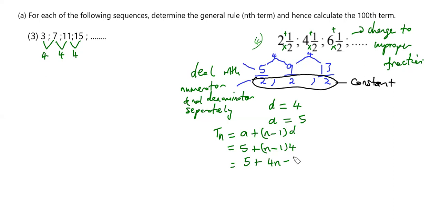4 times 1 minus 4. Then you're saying 5 minus 4, what do we get? 5 minus 4, you're going to get 1. So it's going to be 4n plus 1. So this is the formula. So the general term, let me just put it this way. The general term is going to be Tn equals 4n plus 1 over 2.